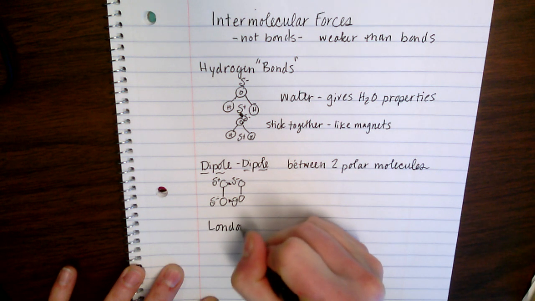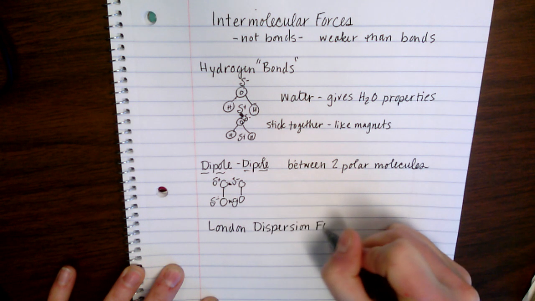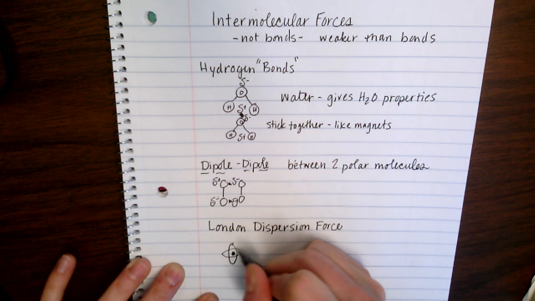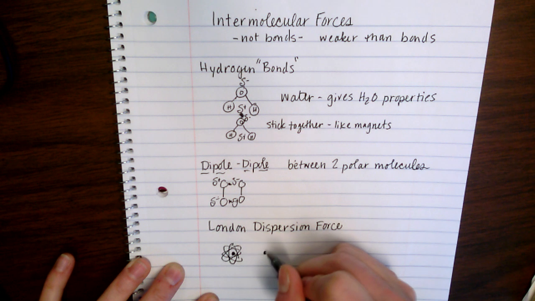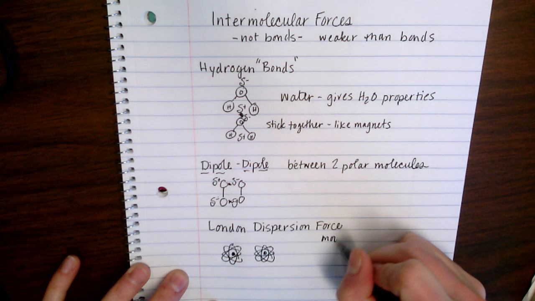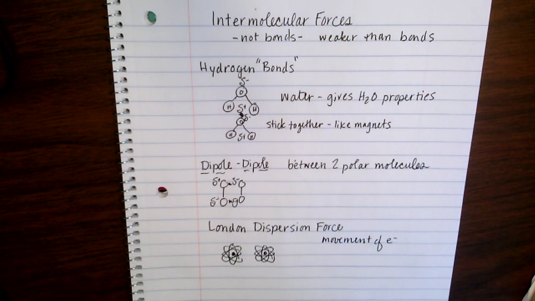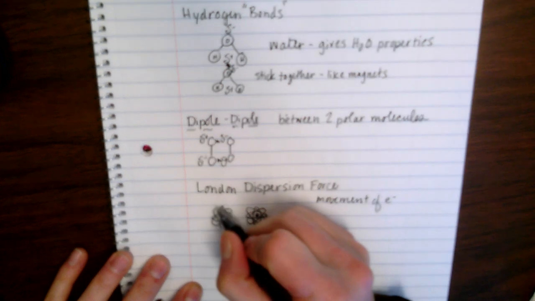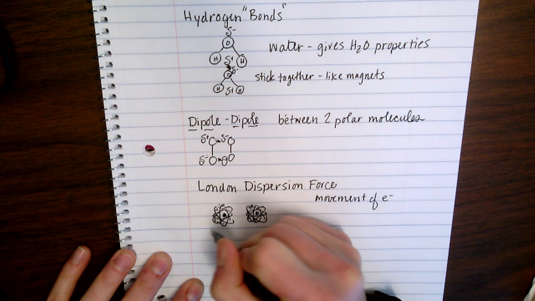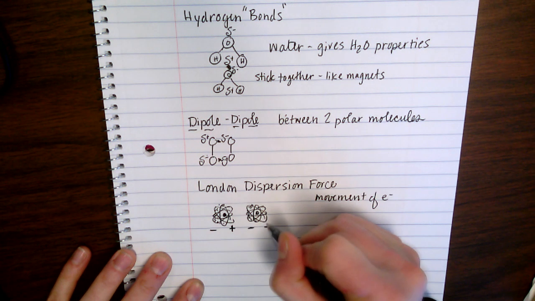And then the last one is a London dispersion force. And I'm just going to draw a rough sketch of an atom. Little Jimmy Neutron looking atoms here. This has to do with the movement of electrons. So this is based on the chance that at any given point, all the electrons from the atom can end up on one side of it. If they end up on that side, then that side becomes more negative. The other side becomes more positive.